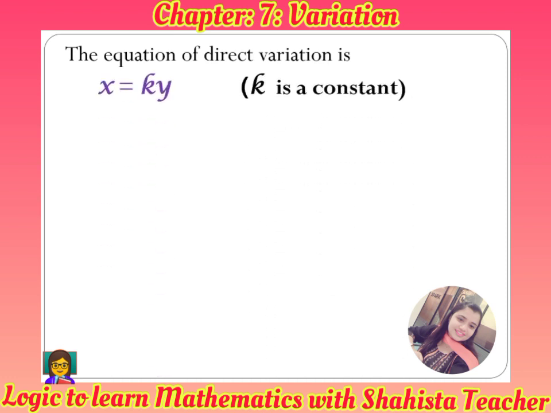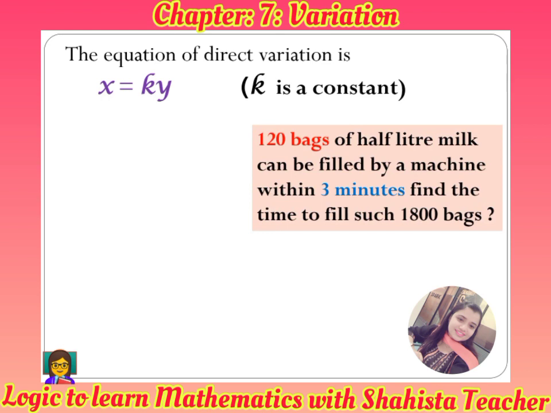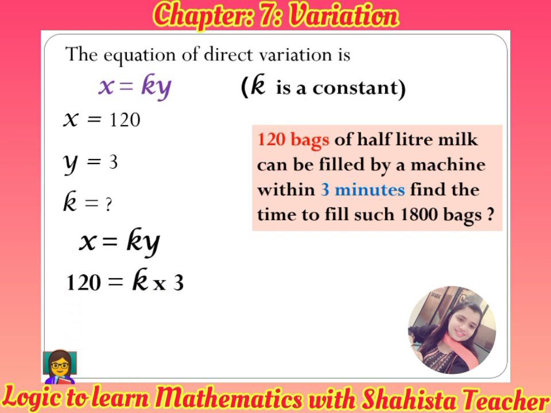So the equation of direct variation is x is equal to ky, k is constant. Here we have to show the value. See the question, 120 half-liter milk bags can be filled by a machine within 3 minutes. So here 120 is x and 3 is y. So y is equal to 3 and x is equal to 120, k we have to find. So here x is equal to ky. The x value is 120, so 120 is equal to k multiplied by 3.